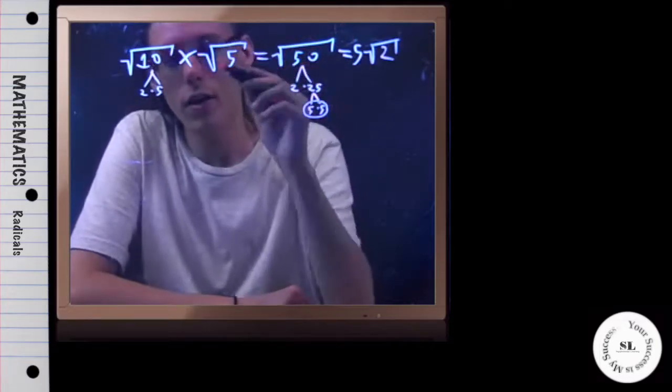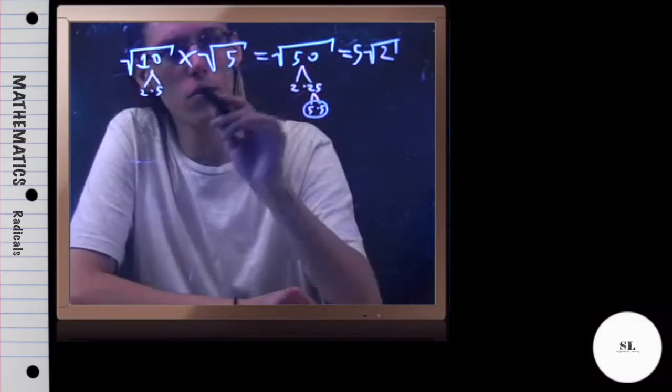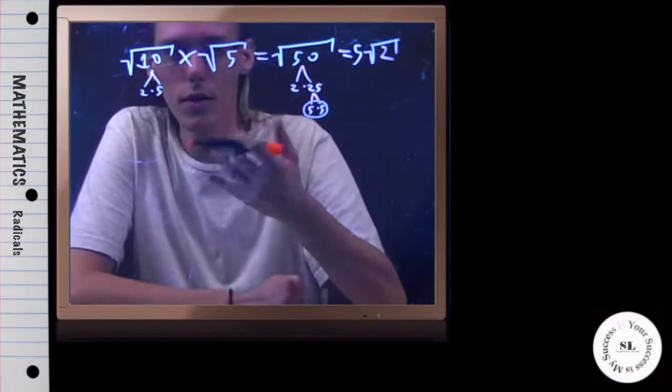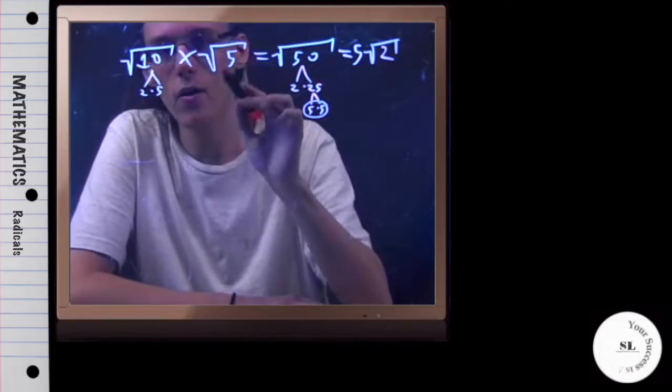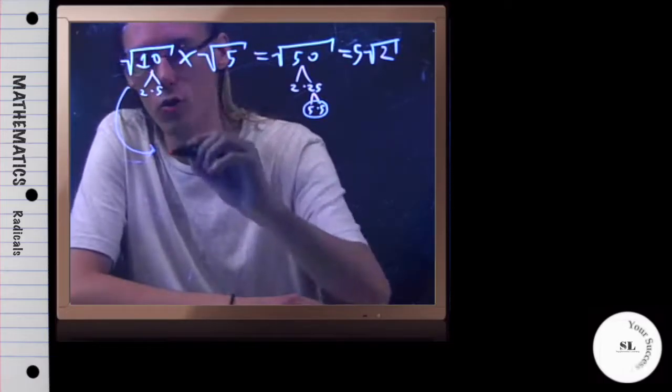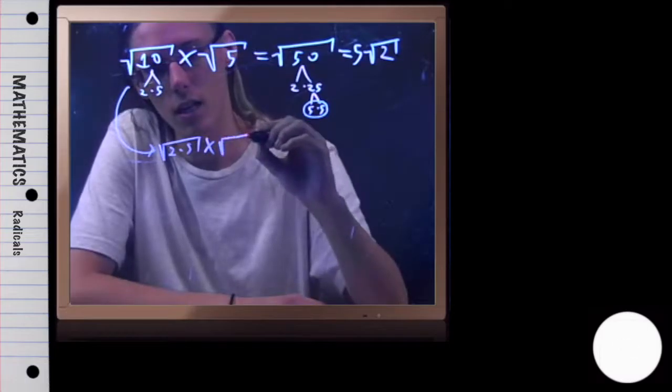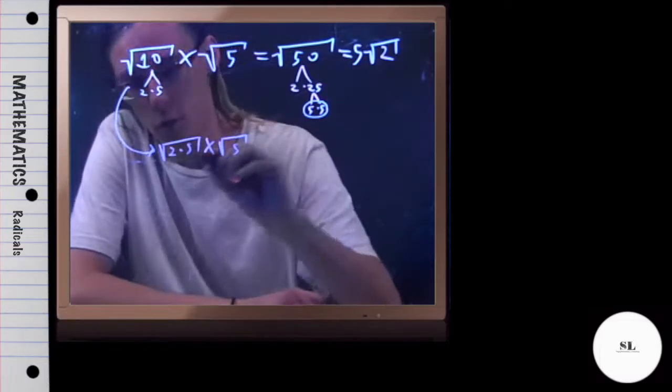Now the other way of writing this is notice that as soon as I multiply these, I'm just going to break them down again anyway. So in a way, I don't even really care what 10 times 5 is. It's not necessary for me to know to figure this out. What I can do is just write this as the square root of 2 times 5, that's what 10 is, times the square root of 5, and then just multiply the insides.